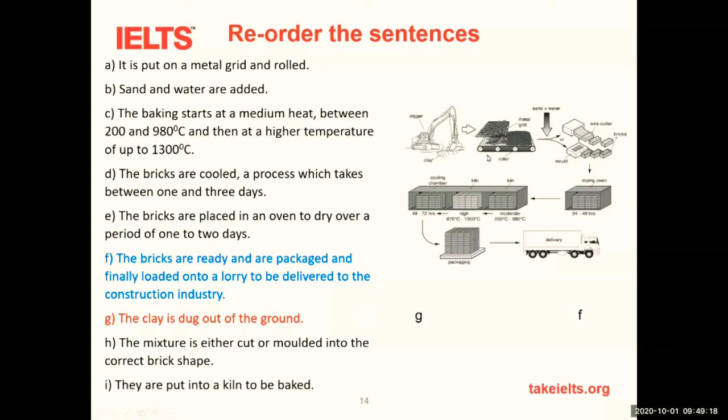Now have a look at this one. Which sentence comes after that? Just put the letter of the sentence. Okay, good. Yep. Well done, everybody. Yes. A. Okay, so it's put on a metal grid and rolled. Okay, what happens next? Have a look at the diagram.